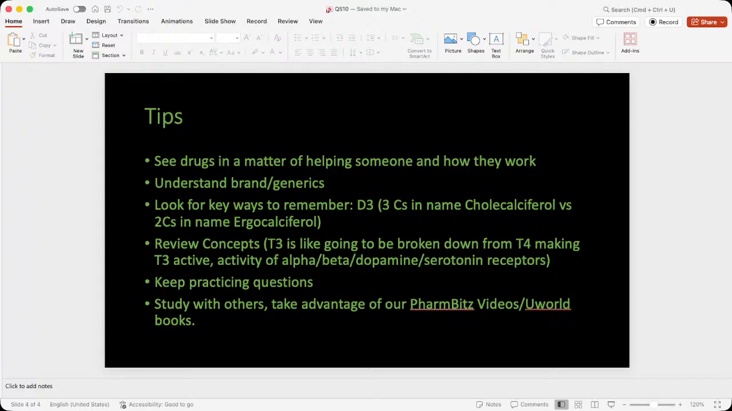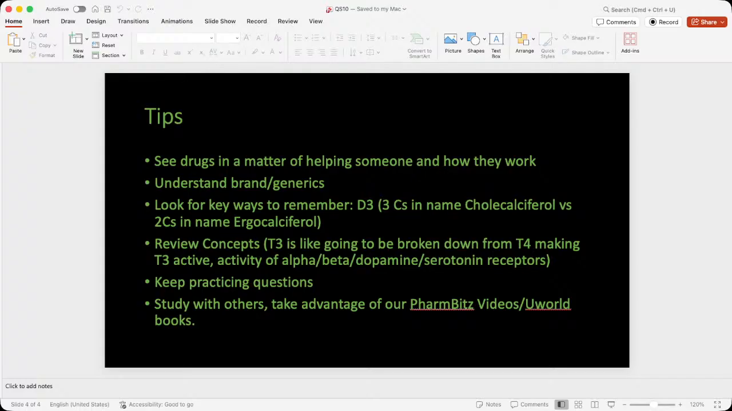And then also understand the brand generics. Make sure you know the brand generics of these medications. So sometimes patients don't understand the drugs in the generic name. So you would just have to tell them the brand, because that's probably how their doctor explained it to them, or that's probably how they heard it from other people or other ways. So you would just need to know that.